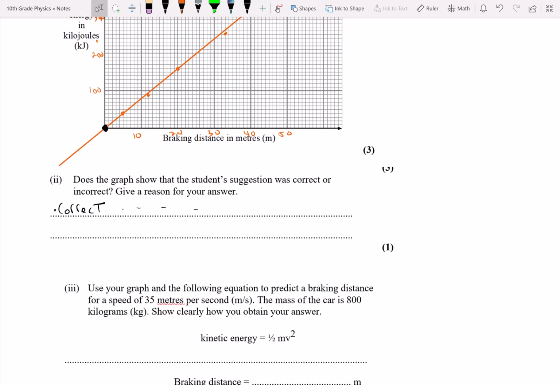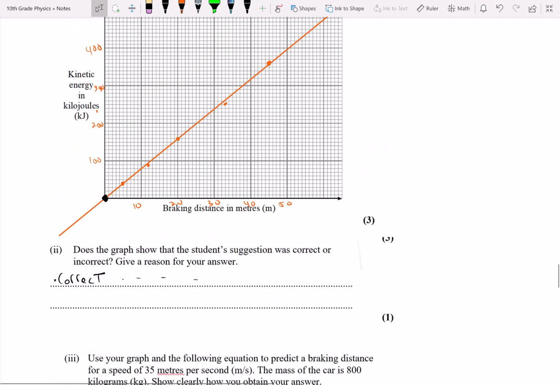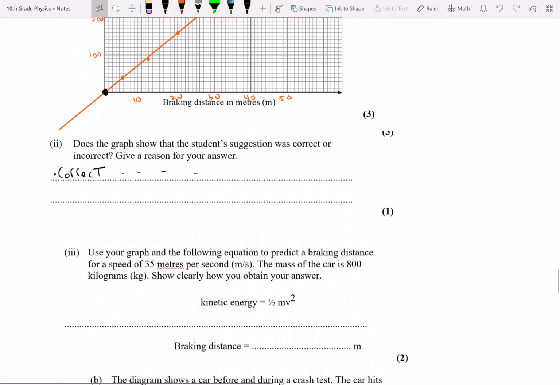Next one says, use your graph in the following equation to predict a braking distance for a speed of 35 meters per second. The mass of the car is 800 kilograms. Show clearly how you obtain your answer. So we have a speed of 35 meters per second. The mass of the car is 800 kilograms. So we're going to find our kinetic energy, which is going to be 1/2 times 800 times our velocity, which is 35 squared.